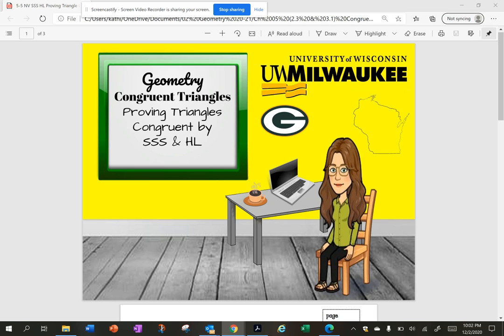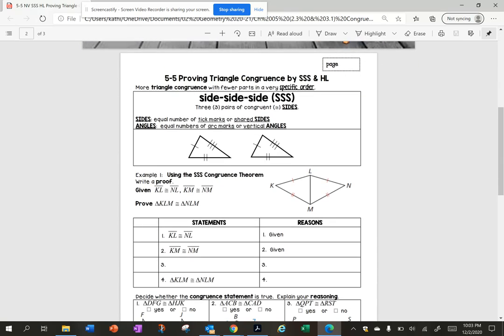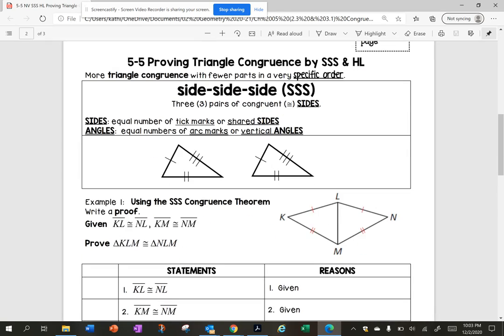Today's lesson is proving triangles congruent by side, side, side, and hypotenuse leg triangle congruence. Okay, so we've already covered that I can prove two triangles are congruent when I have three pairs of angles congruent and three pairs of sides congruent. But I don't necessarily need all 6 parts to prove my triangles are congruent. I can prove triangles are congruent with just 3 parts of the 6. But they have to be in a specific order.